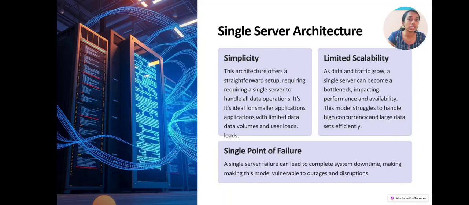Limited scalability. As data and traffic grow, a single server can become a bottleneck, impacting performance and availability. This model struggles to handle high concurrency and large data sets efficiently. Single point of failure. A single server failure can lead to complete system downtime, making this model prone to outages and disruption.